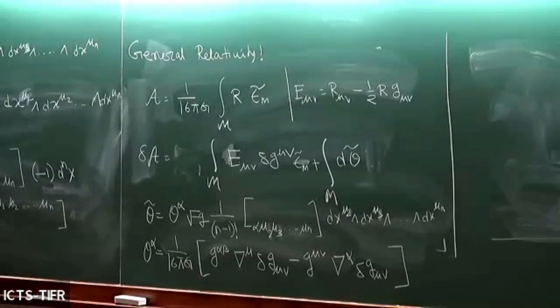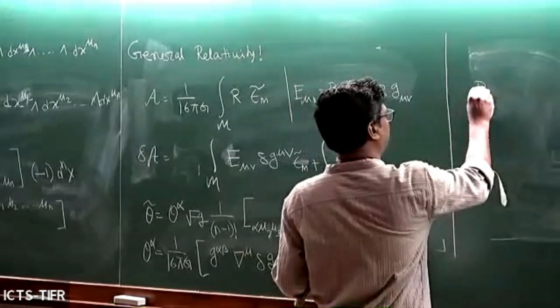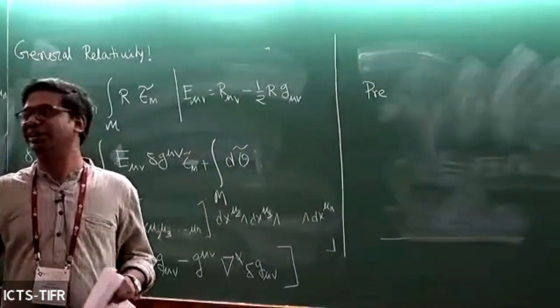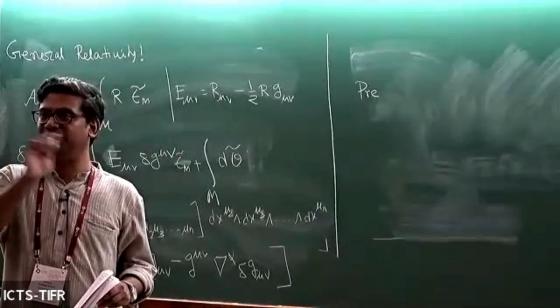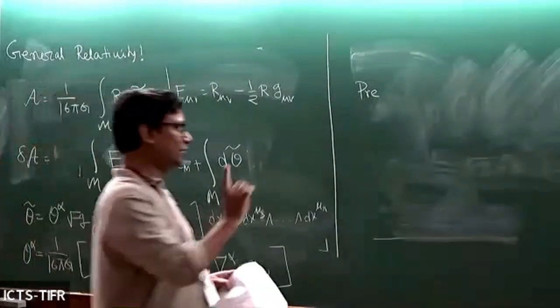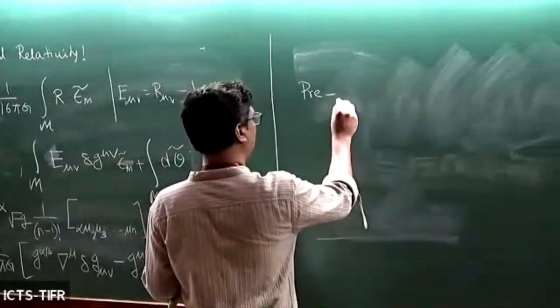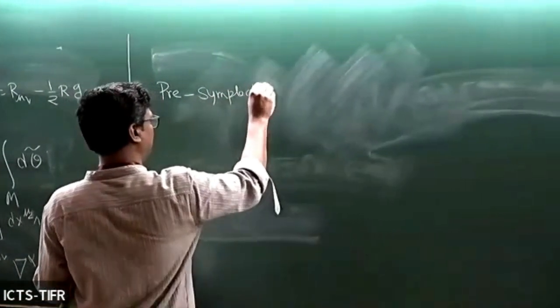The same thing will happen here, and that allows me to define what is called the pre-symplectic current. The word pre, let it be. I'll try to explain why I'm using the word pre, then I'll just remove the word pre from the board. But it is important.